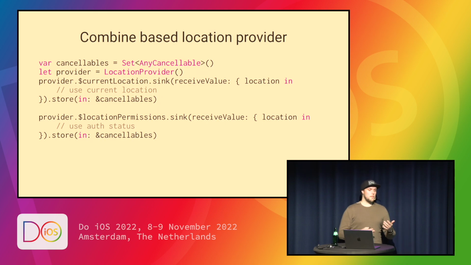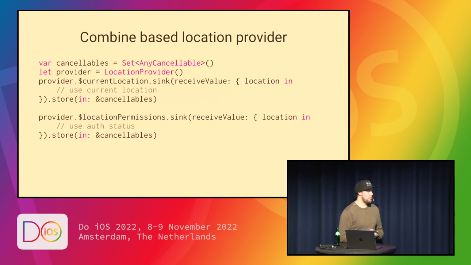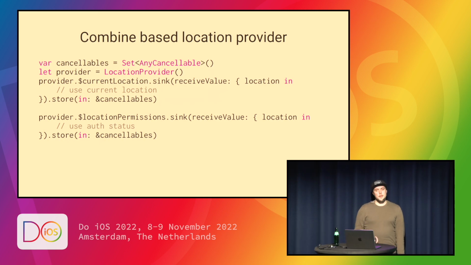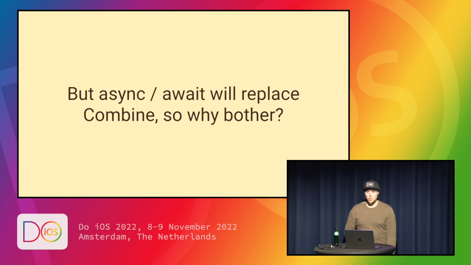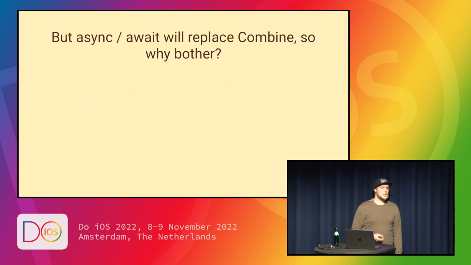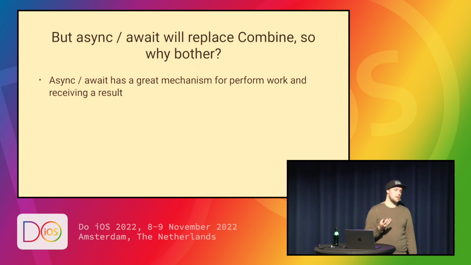Using the object looks a little bit like this once we're done. Right? We can say provider.$currentLocation.sink, receiveValue, use the current location, and again, store in cancellables to properly manage the lifecycle. So you might be looking at this, and for the past about 25 minutes, you might have been thinking, but Donny, async await will replace Combine, so why bother? Well, let's see why we would bother. Right? Let's go ahead and look at the next step and see what we can do with async await.